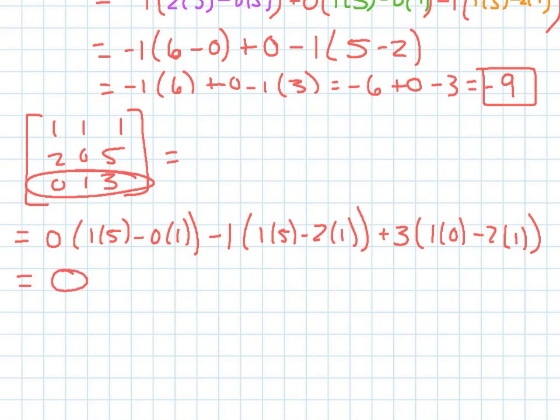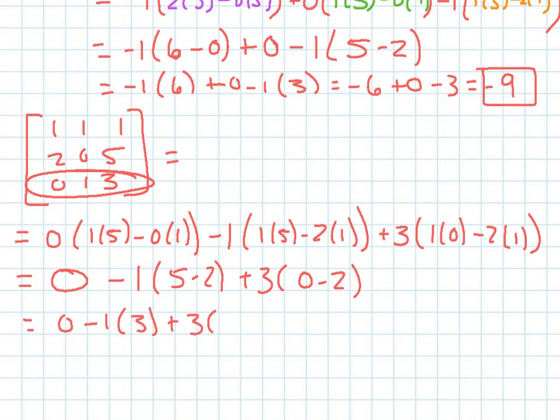Okay, so now doing your stuff, that first one's 0, so that goes away. -1 times 5 minus 2, plus 3 times 1, or sorry, 0 minus 2. So then 0 minus 1 times 3, and then plus 3 times -2. 0 minus 3 minus 6, which gives you -9 again. So we have two things that match. So that's what I'm saying, every time it's going to give you the same value no matter what you pick to start with.